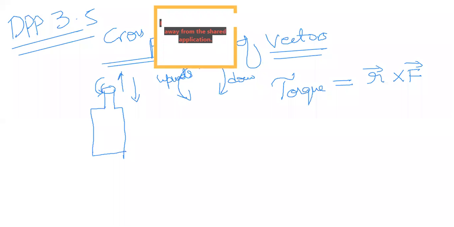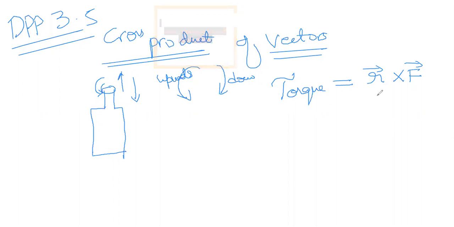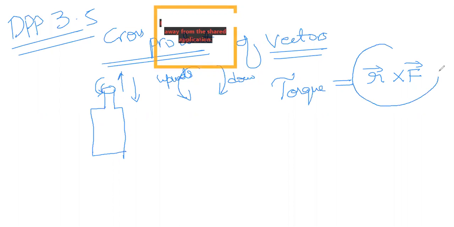So coming back to this, R bar cross F bar. The torque here, the upward or the downward motion, is called torque. We should not write it as F bar cross R bar. It makes a lot of difference. It is not meaningful at all to say F bar cross R bar. It is meaningful only to say R bar cross F bar. Then only it is called torque.